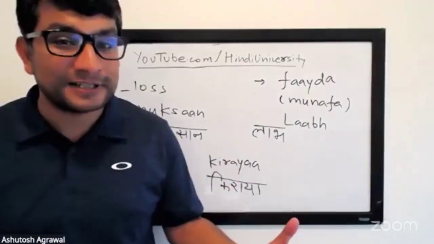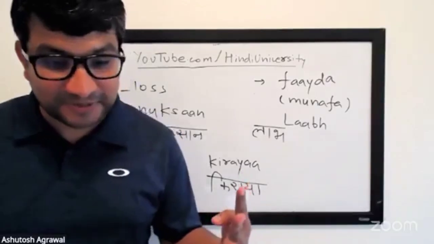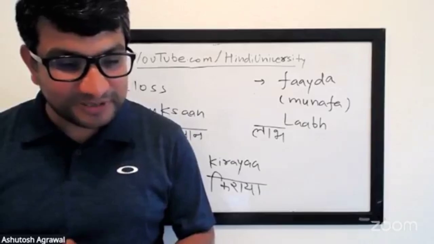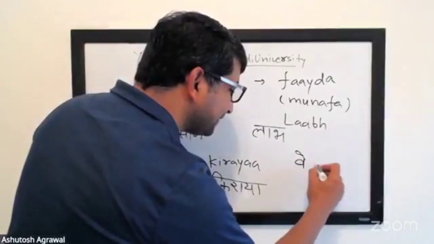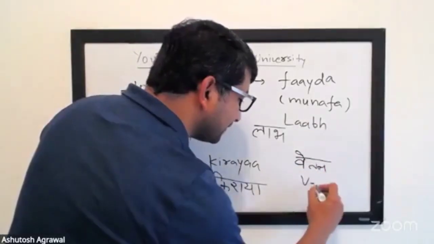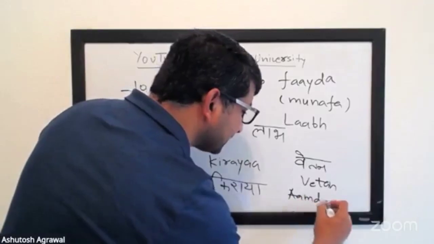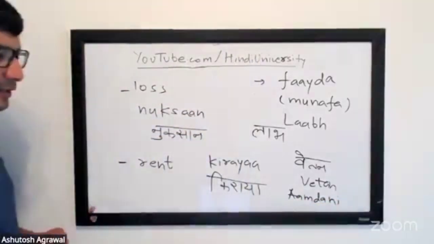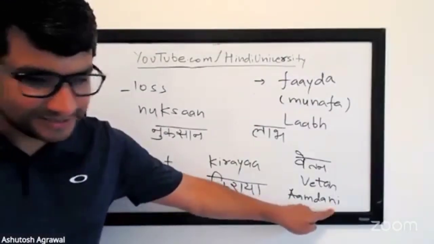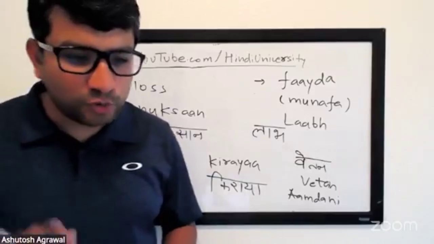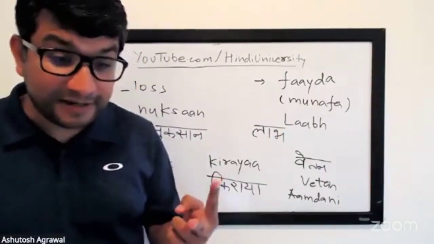Let's say you move to a different city. Your salary is increased 2 times, but your rent has increased 4 times. The word for income is vetan, very good. You can say vetan, or you can also say the word amdani, like a mango, dani, amdani. Salary or vetan is correct as well. So 2 times salary would be duguna vetan, double. My salary is double.